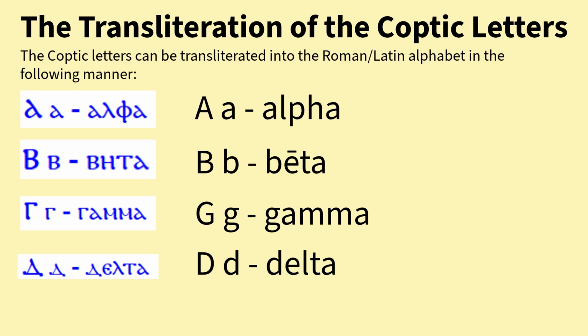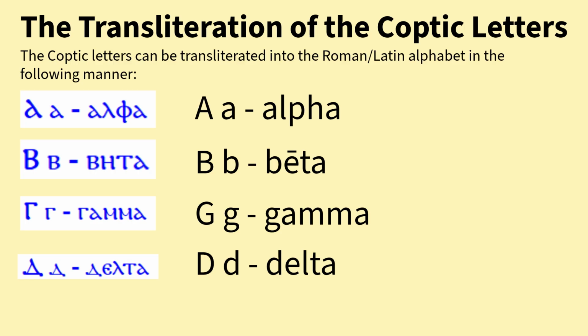So we now move on to the transliteration of the Coptic letters from the Coptic alphabet into our Latin or Roman alphabet, or the English alphabet as some people might call it. The Coptic letters can be transliterated into the Roman or Latin alphabet in the following manner. Alba can be transliterated as the letter A. The next letter can be transliterated as the letter B, despite the fact it makes a W sound mostly in most positions in a Coptic word.